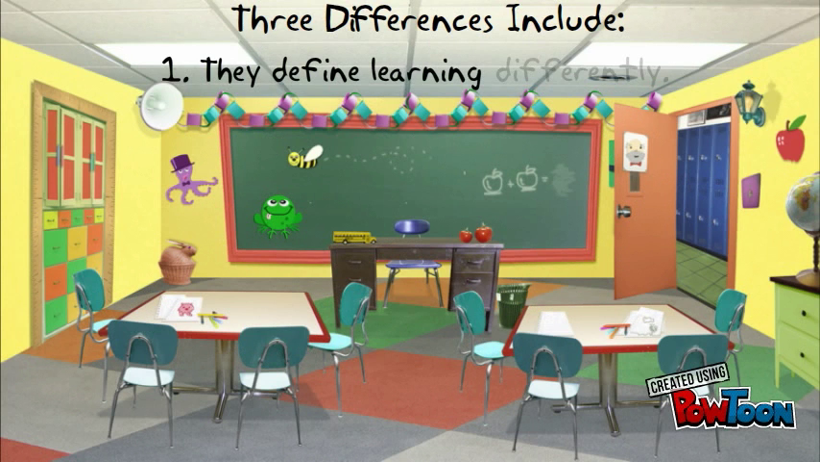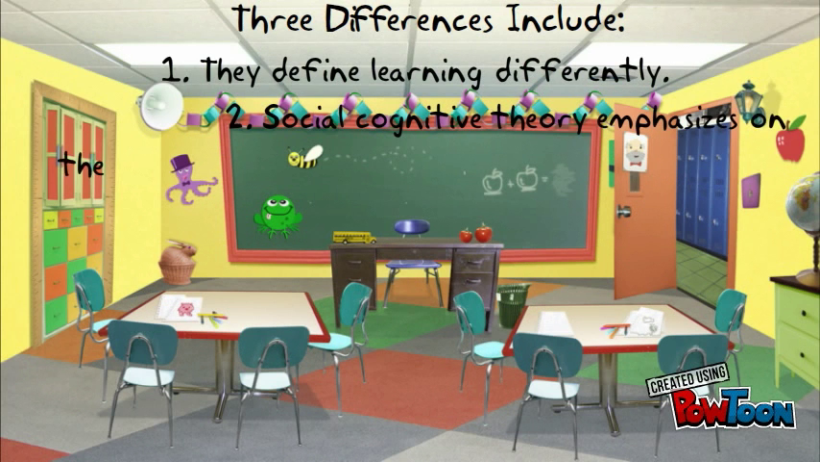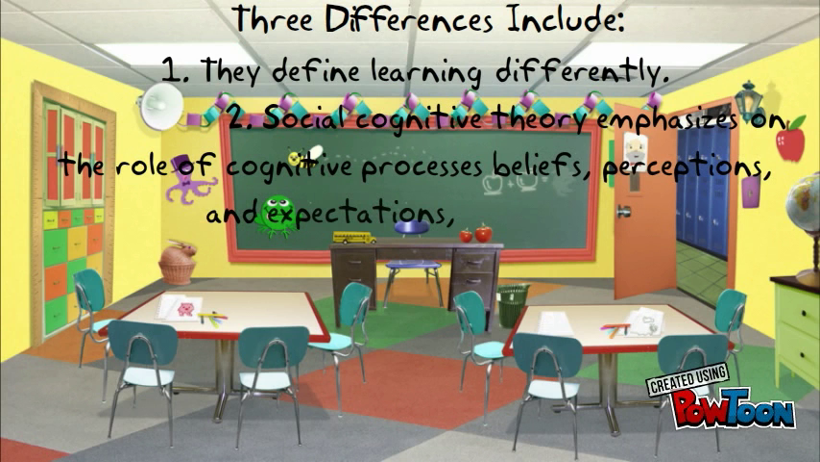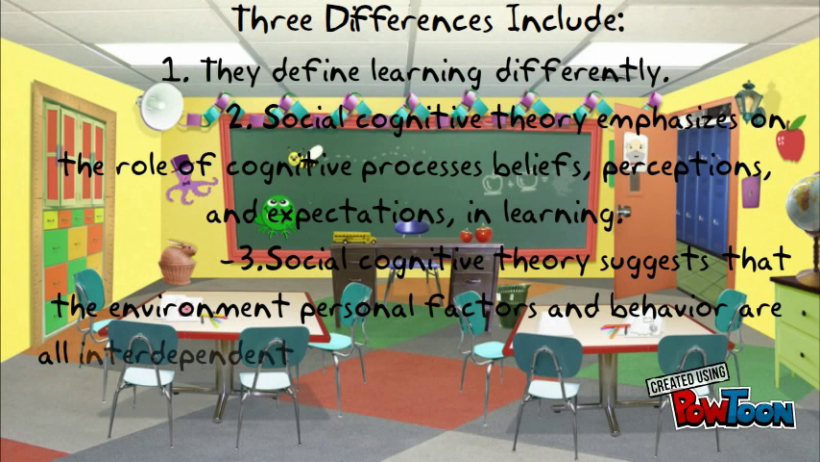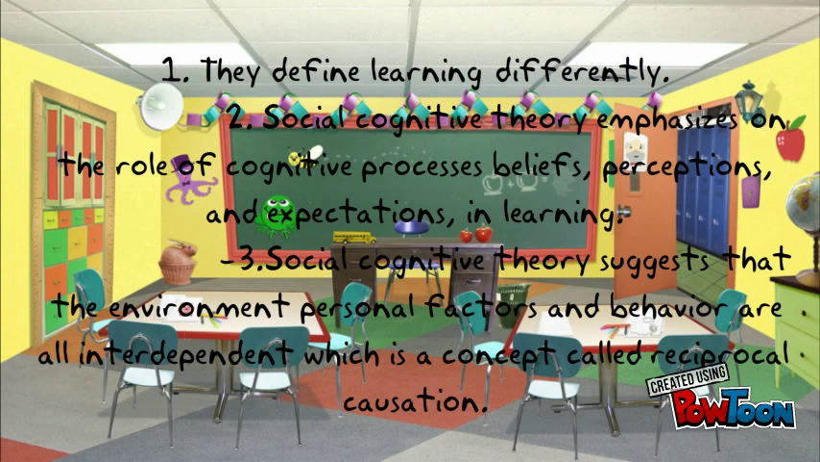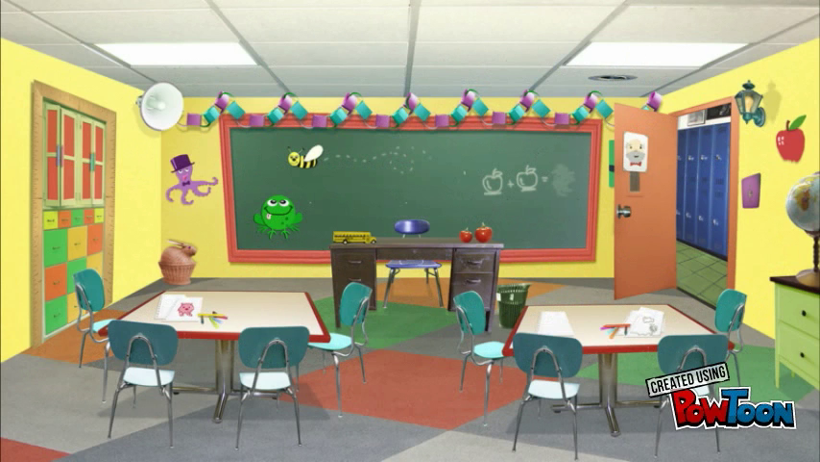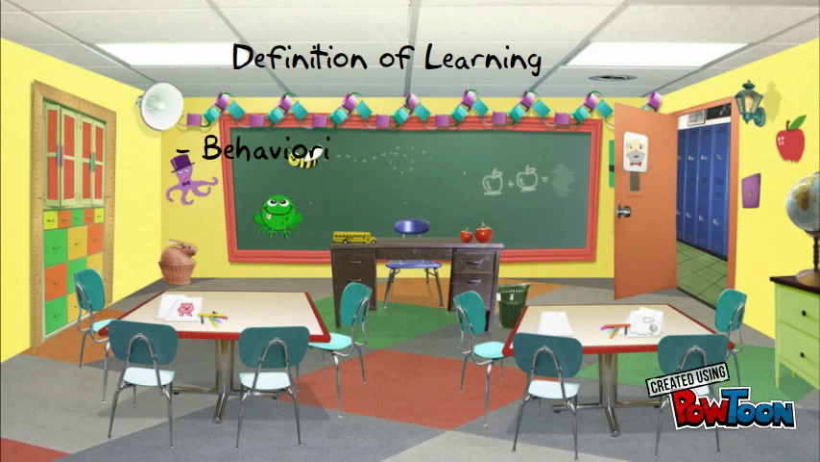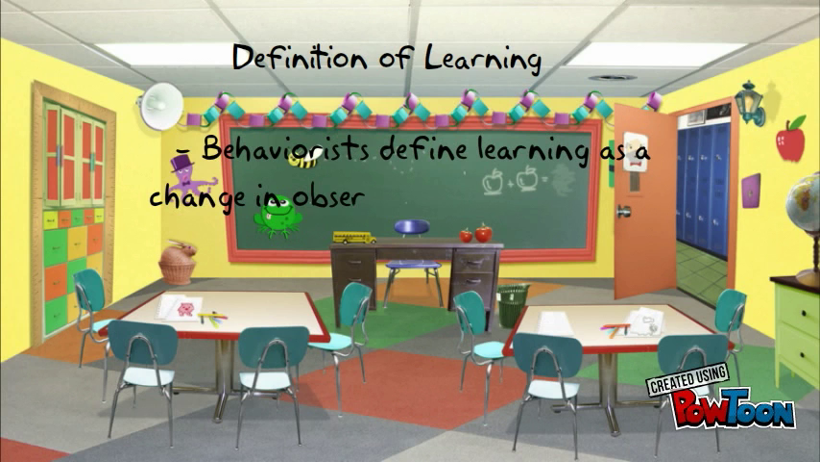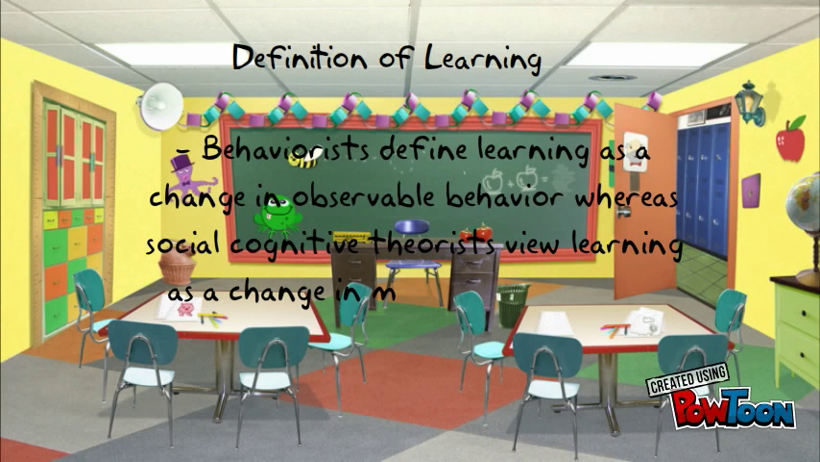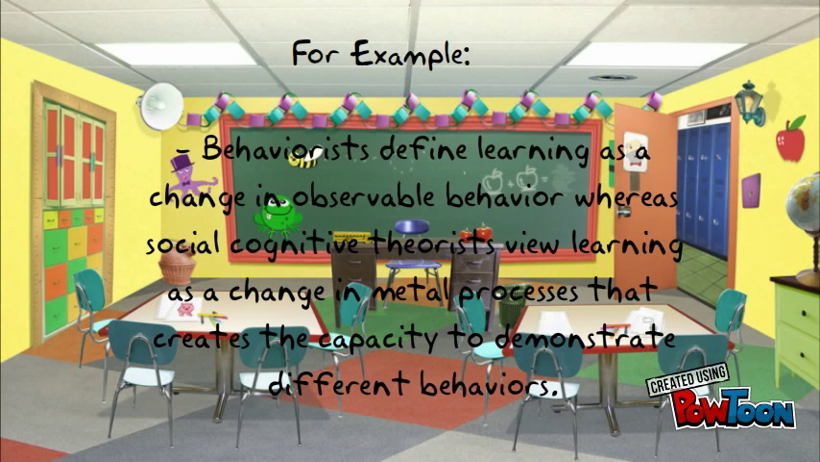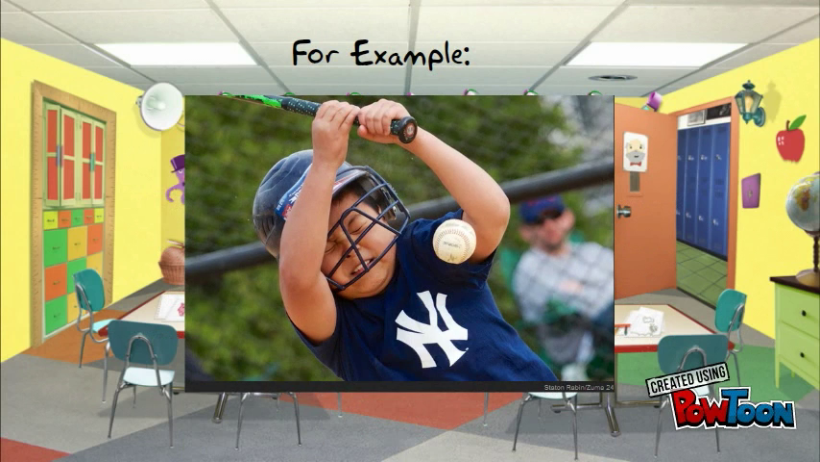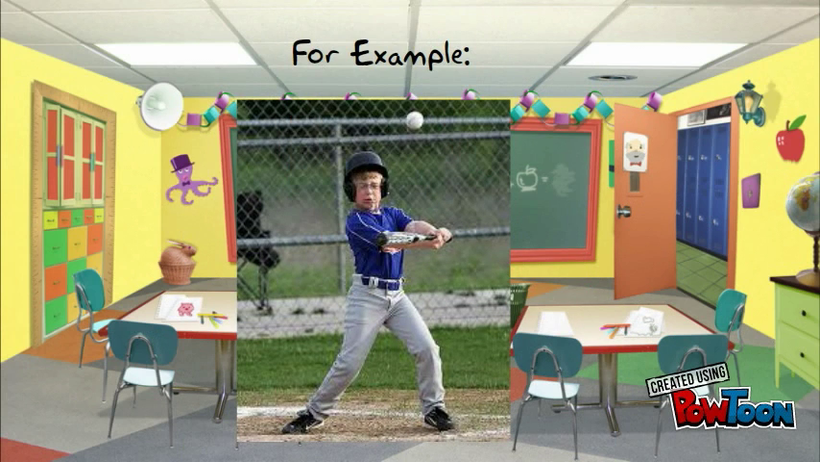They define learning differently. Social cognitive theory emphasizes the role of cognitive processes, beliefs, perceptions, and expectations in learning, and suggests that the environment, personal factors, and behavior are all interdependent, which is a concept called reciprocal causation. Behaviorists define learning as a change in observable behavior, whereas social cognitive theorists view learning as a change in mental processes that creates a capacity to demonstrate different behaviors, like Kelly imitating the baseball swing the next day.